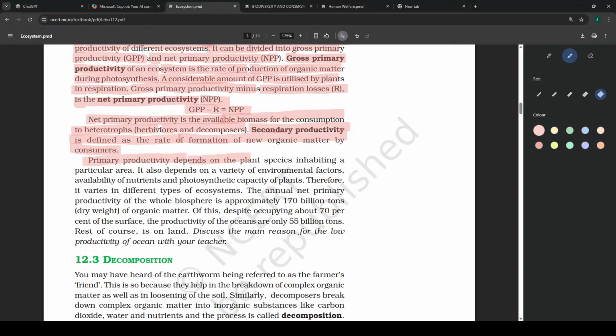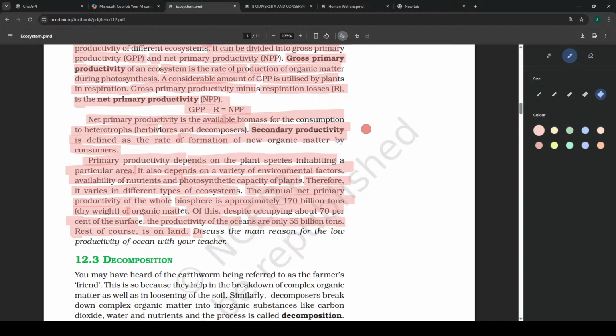Primary productivity depends on the plant species inhabiting a particular area. It also depends on the variety of environmental factors, availability of nutrients, photosynthetic capacity of plants. Therefore, it varies in different types of ecosystem. The annual net primary productivity of the whole biosphere is approximately 170 billion tons dry weight of organic matter. Of this, despite occupying 70% of the surface of Earth, the productivity of oceans are only 55 billion tons. The remaining, of course, is on land.